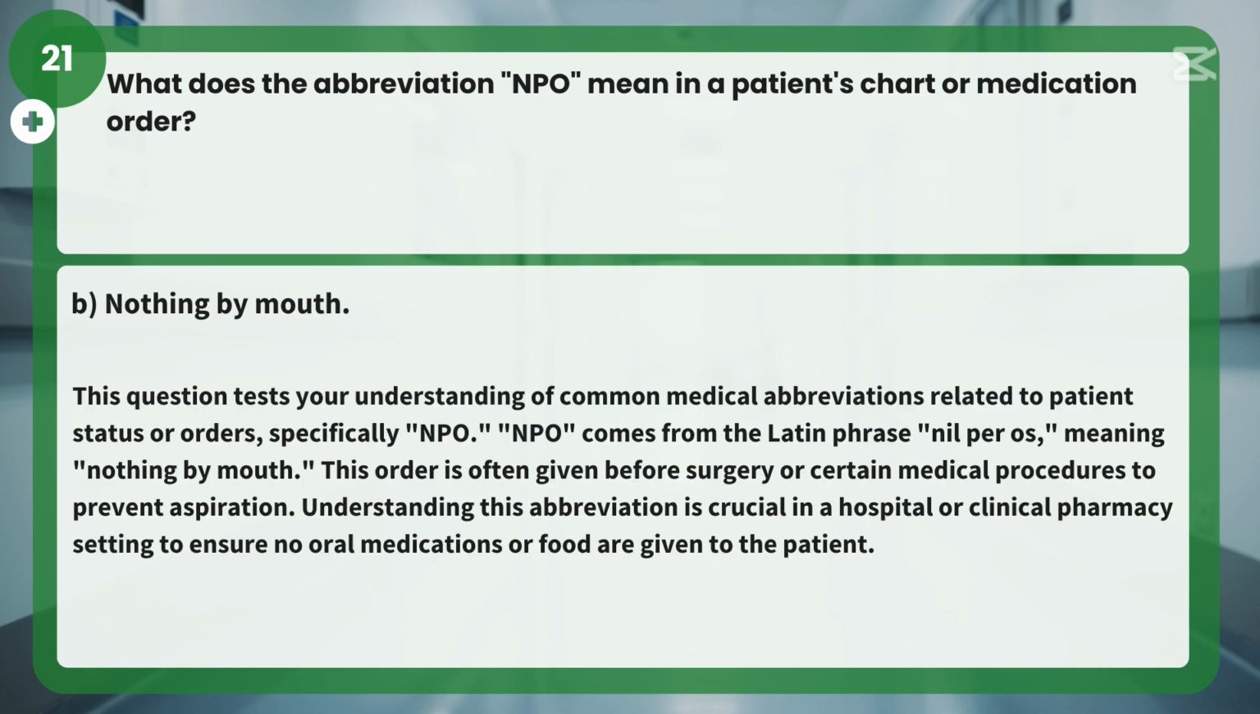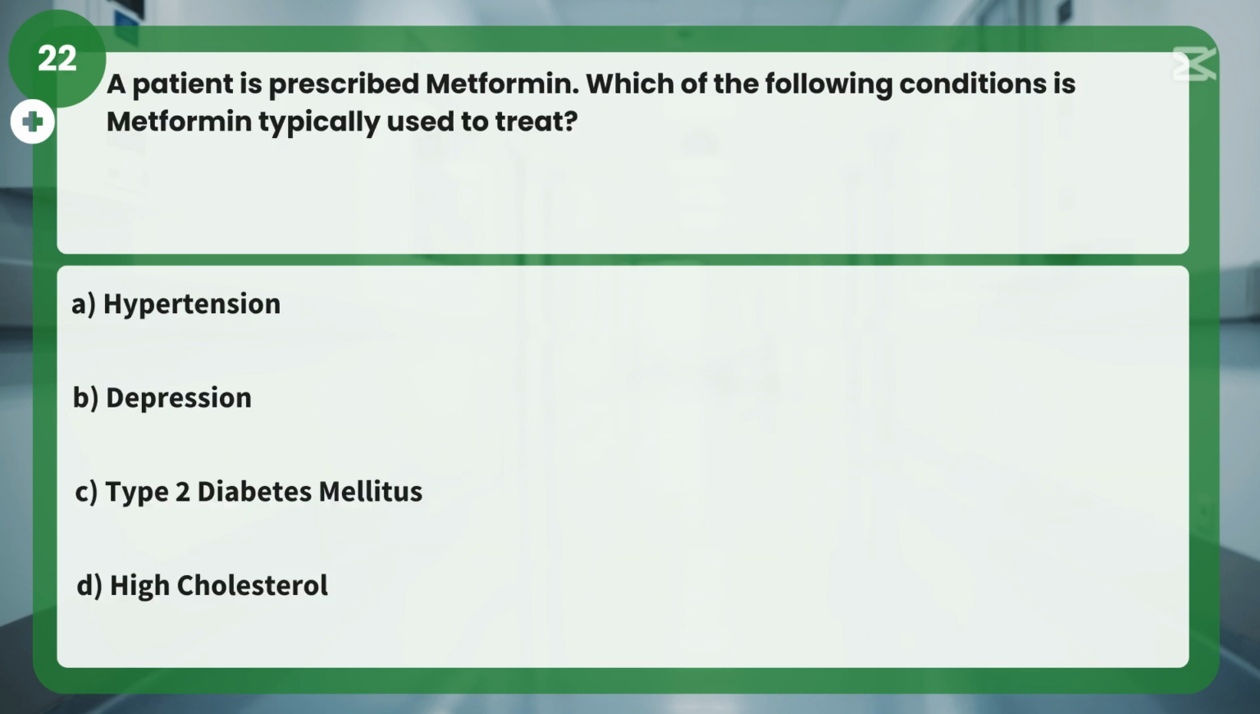Answer: B. Nothing by mouth. This question tests your understanding of common medical abbreviations related to patient status or orders, specifically NPO. NPO comes from the Latin phrase nil per os, meaning nothing by mouth. This order is often given before surgery or certain medical procedures to prevent aspiration. Understanding this abbreviation is crucial in a hospital or clinical pharmacy setting to ensure no oral medications or food are given to the patient.